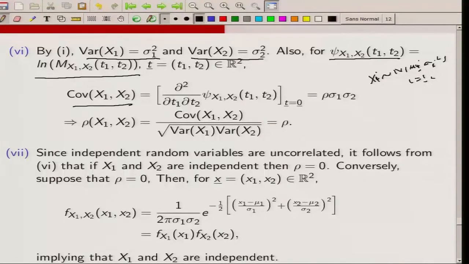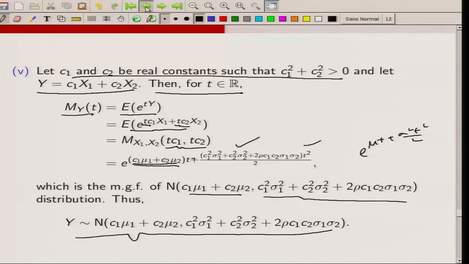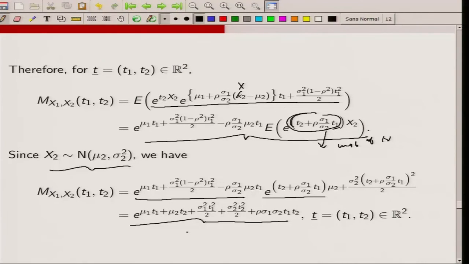Then covariance of X1 X2 is nothing but, I differentiate twice psi of X1 X2, which is log of M_X1X2, and put t equal to 0. Now, psi of X1 X2, you know, would be given by log of this quantity, which is nothing but mu 1 t1 plus mu 2 t2 plus sigma 1 square t1 square by 2 plus sigma 2 square t2 square by 2 plus rho sigma 1 sigma 2 t1 t2.